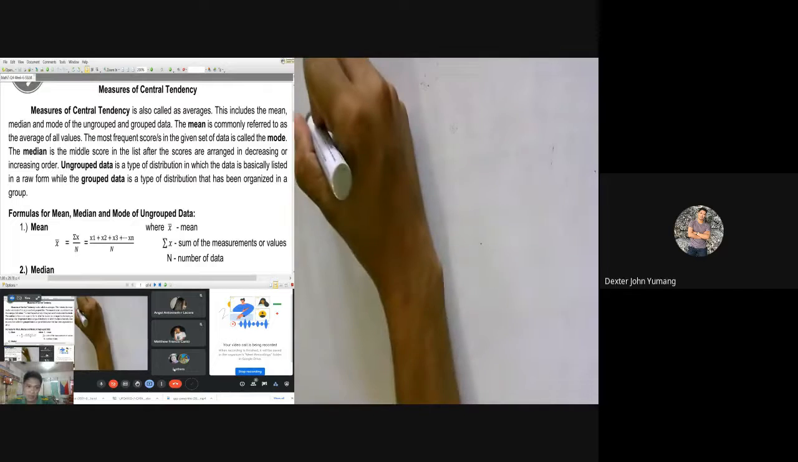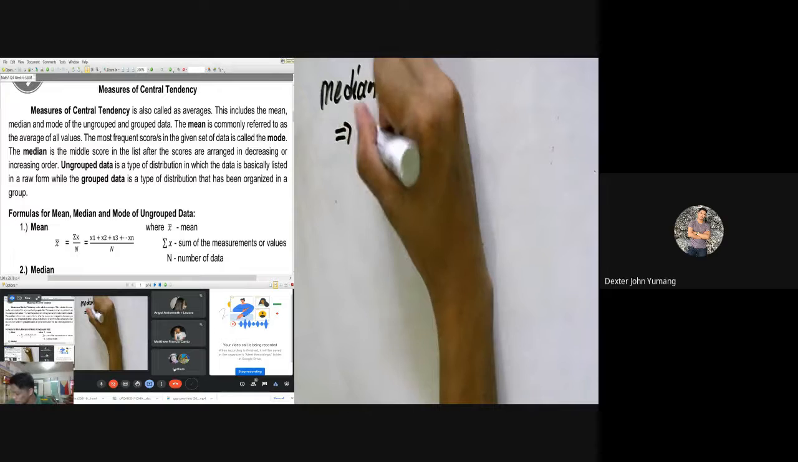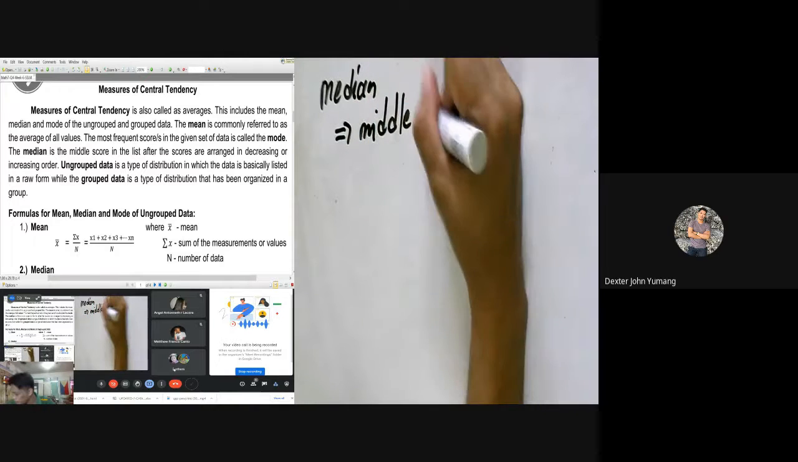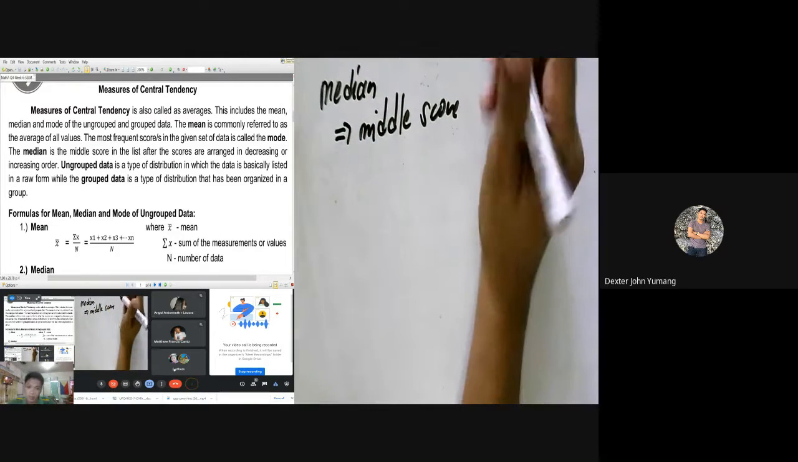So what is this median all about? Let's talk first, what is this median? When you say median, we are trying to say that we will be identifying the middle score. So when you say median, that is about the middle score. Okay, what is this middle score about?